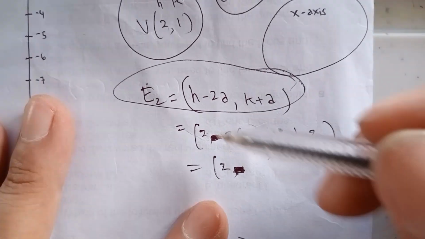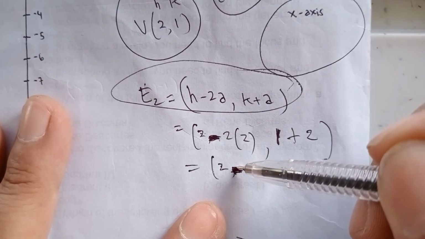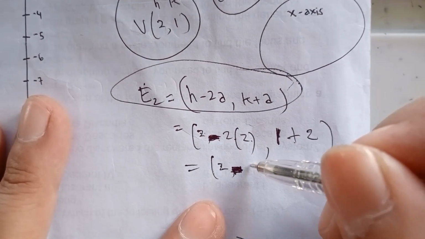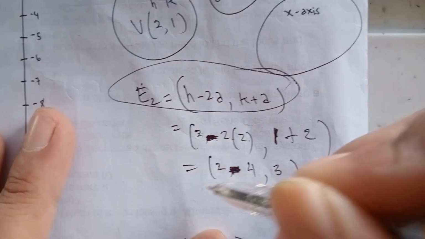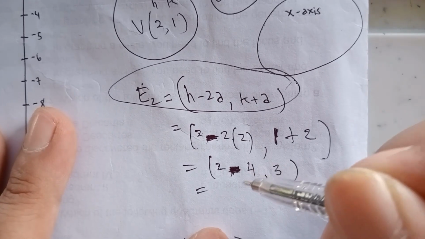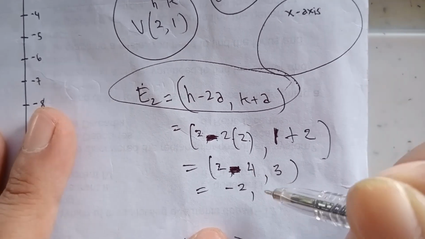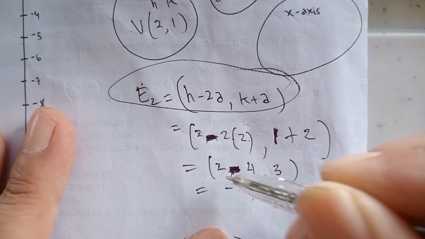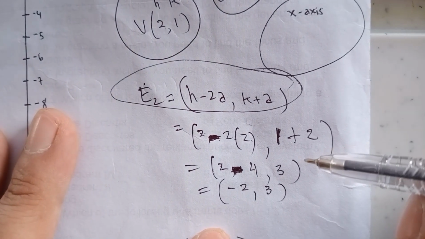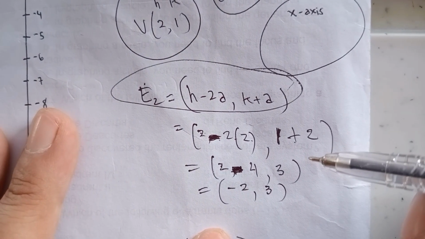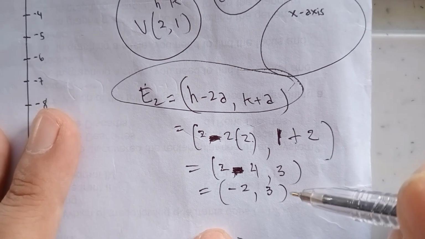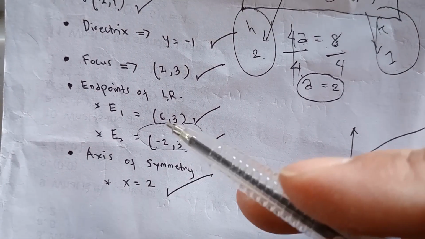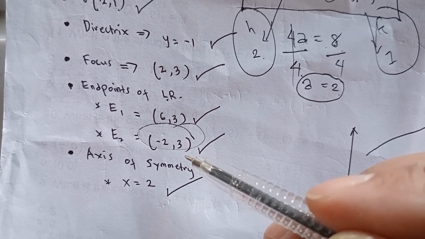Simplify it, we have 2, then bring down minus 2 times 2, we have 4, then 1 plus 2 equals 3. What is 2 minus 4? We have negative 2, then 3, in parentheses. Therefore, the value of endpoint number 2 is negative 2, 3. Then write it to our list. Endpoint number 2: negative 2, 3.